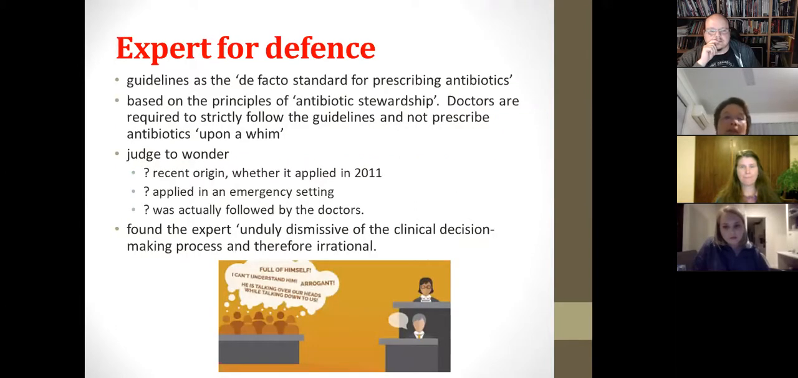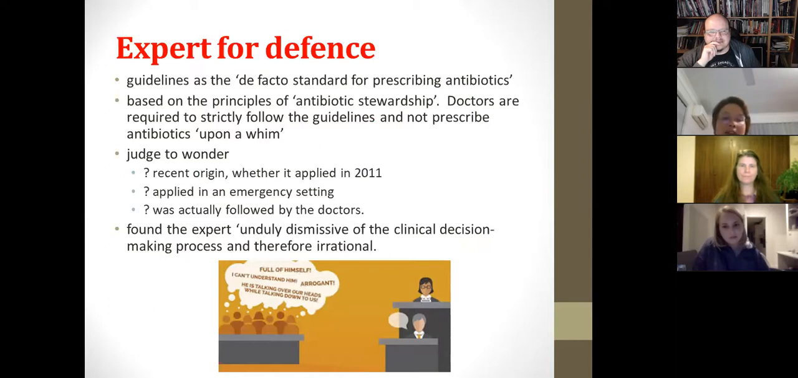The expert for the defense said that was the proper antibiotic to be given because of the antibiotic therapeutic guidelines that were being followed, and doctors should not prescribe antibiotics upon a whim. So the judge did wonder, is this guideline recent? He had never heard of this antibiotic stewardship. Did it apply in 2011? Did it apply in emergency settings? Did doctors actually follow this guideline?